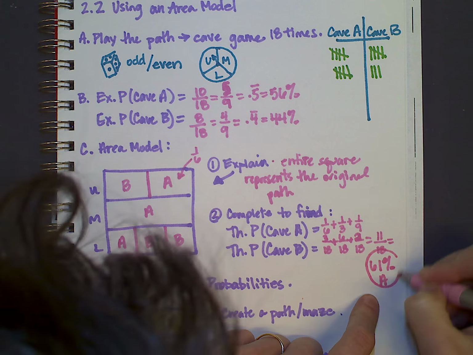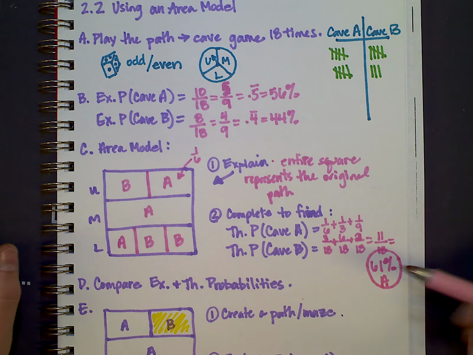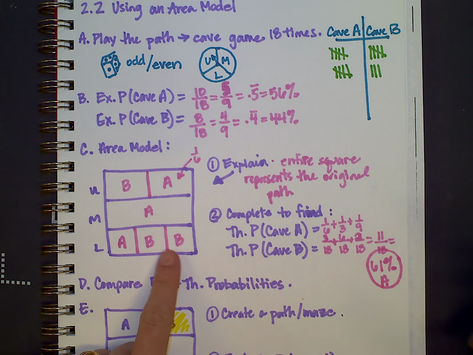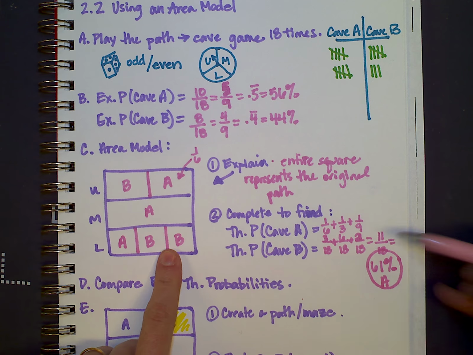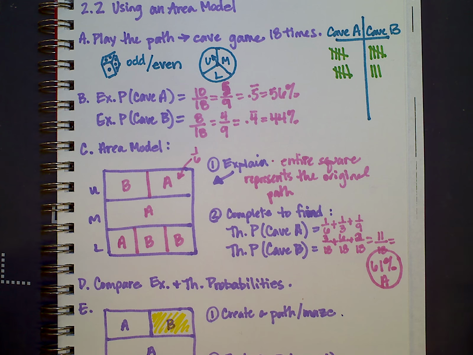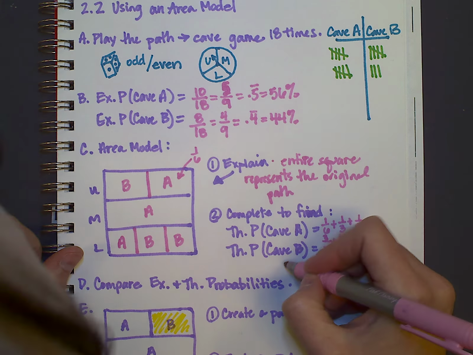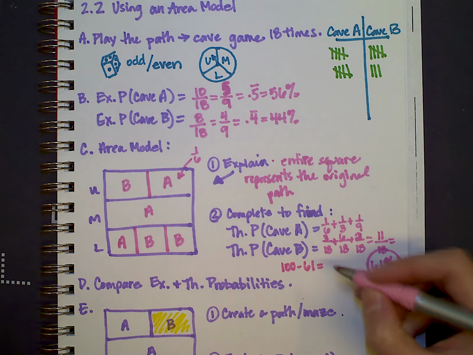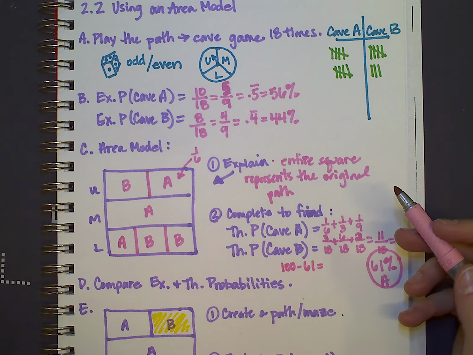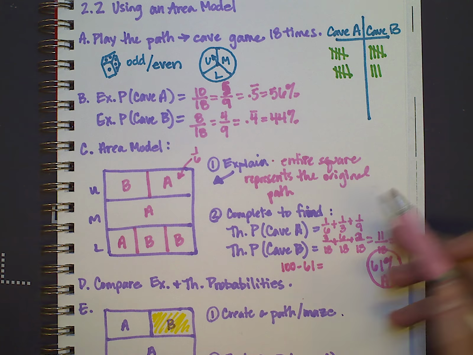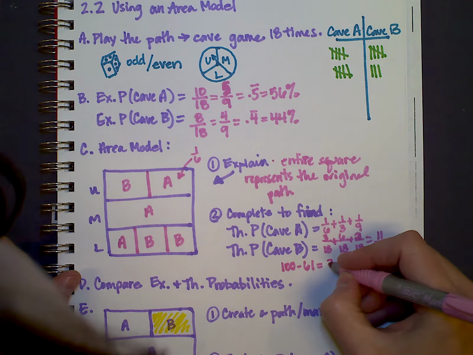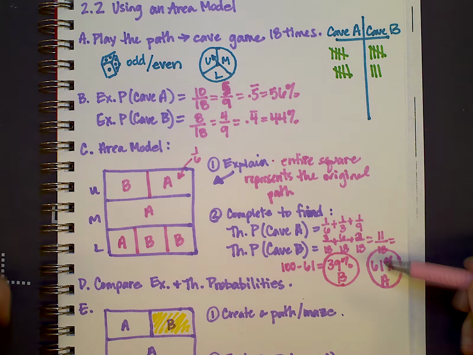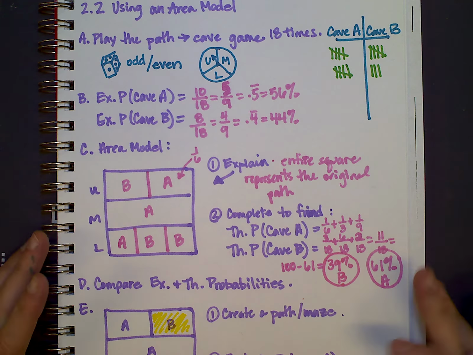I'm going to circle that for cave A. Now I could do the same thing for cave B. I could add up this 1/6 and these 2/9, and I would end up with what's left from 11/18, which of course would be 7/18. But what I'm going to do also is double check myself by taking 100 minus 61, and that's just simply going to give me the probability of cave B, because I remember that the whole thing is 100%. So I'm left with 39% for cave B. So you can see that it's obviously not a 50-50 chance.